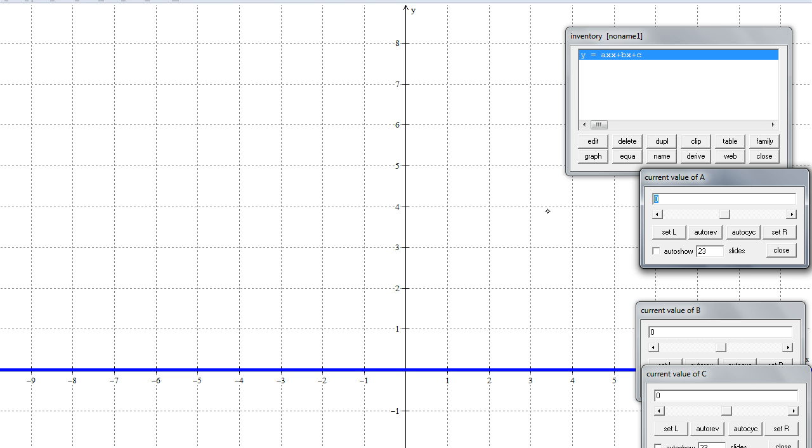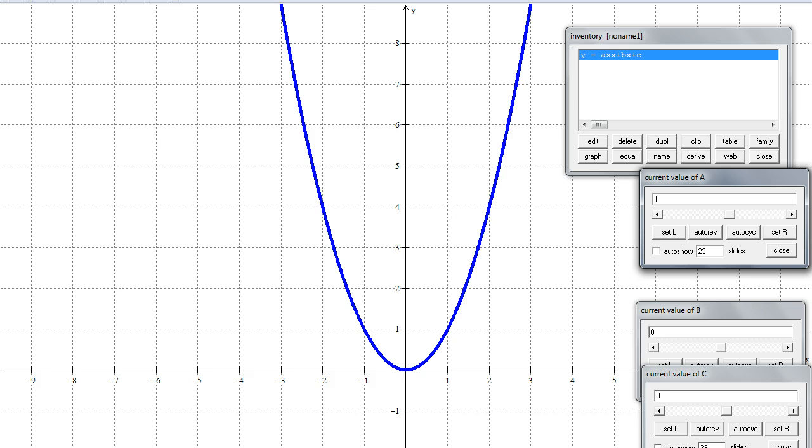Let's make it positive. Let's plug in positive 1. Here we go. You see, we get a parabola. We get this curve. This is what this equation gives, plus, if you were to plug in a bunch of points, this is what you get. Isn't that nice?